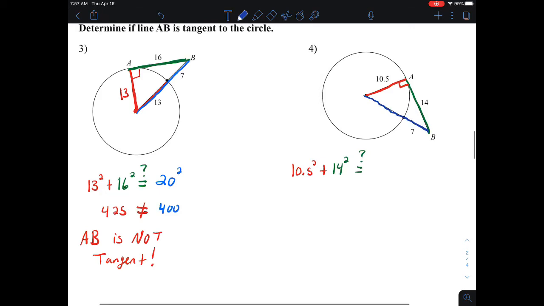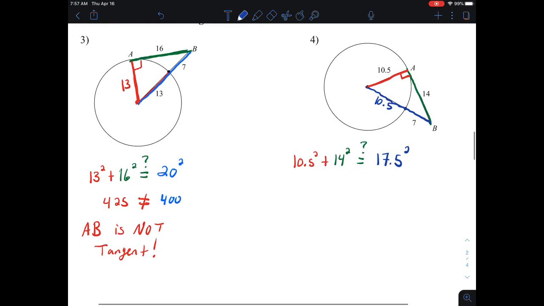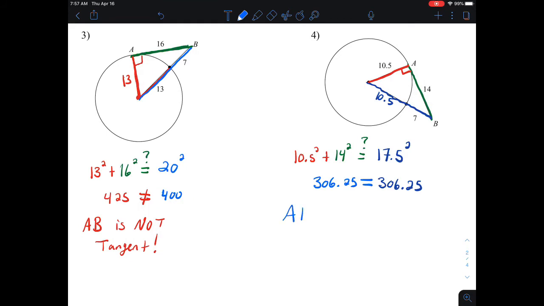The length of that third side, we have our radius at 10.5, so it'd be 10.5 plus 7, so 17.5 squared here. Then I would evaluate that on my calculator. 17.5 squared makes 306.25. And the left-hand side, if I evaluate that, gives me 306.25. So they equal each other this time. Since it produced a true statement, that means line segment AB is tangent to the circle.